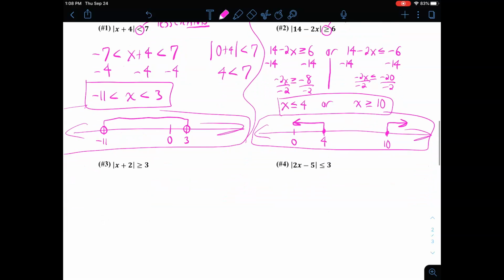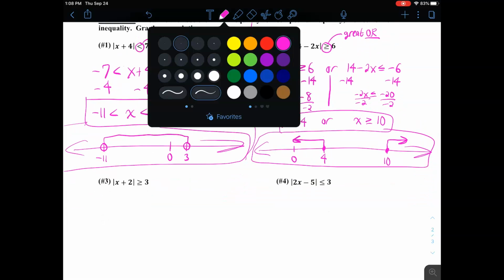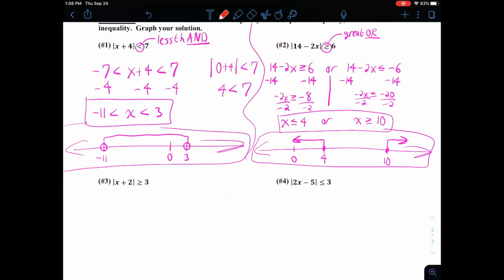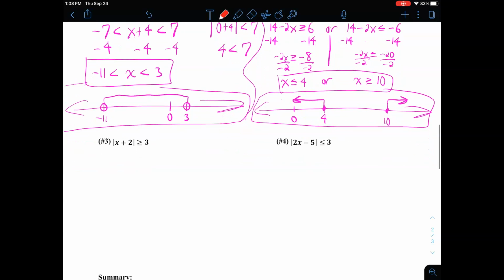All right, why don't you guys try 3 and 4 on your own, and also I have solved the last few problems. If you need more practice, we'll go back to numbers 1 through 4 on the last page, and I'll give you the answers for those too. You can try those as well and see if you need more practice. All right, 3 and 4, give them a try.